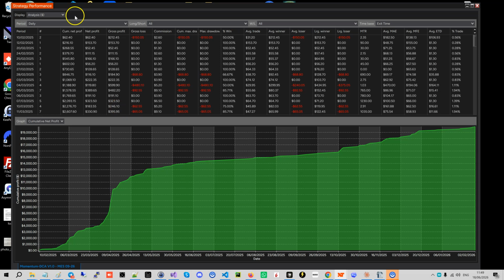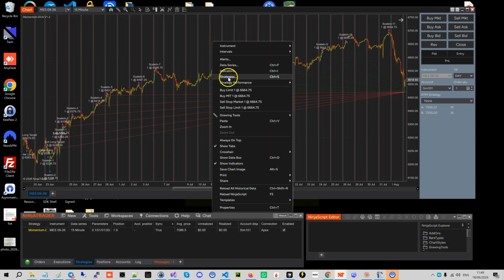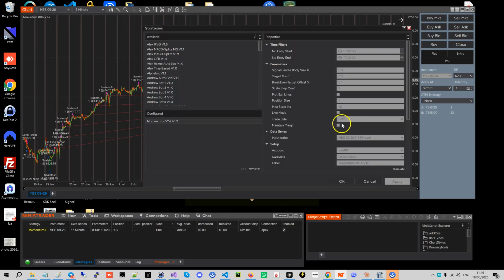You can run this on any time frame. If you want to maintain the margin, you can. There's a setting here that will close your position at 445, but that will kill your equity completely. You can control your max scale-ins. Live mode is just something to put on to not run the backtest, just go into live trading. But overall, very simple strategy.